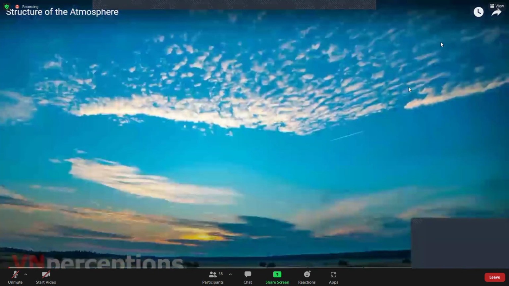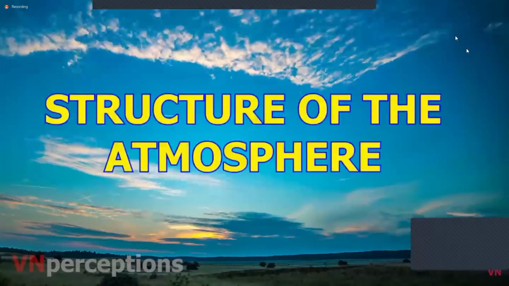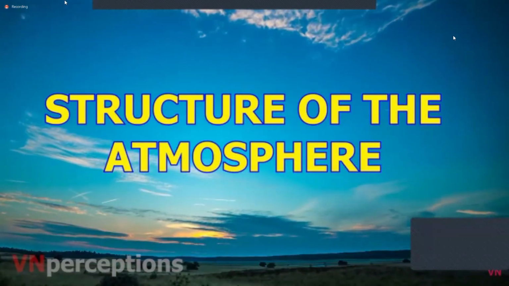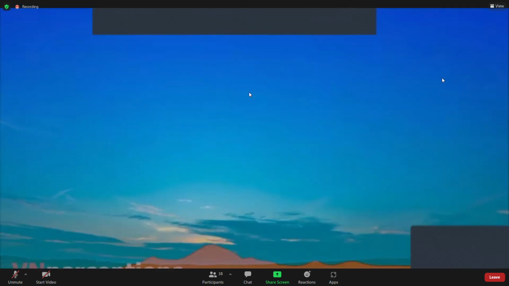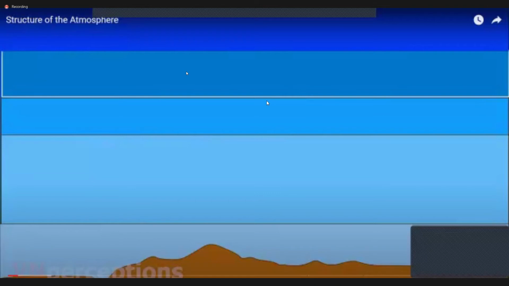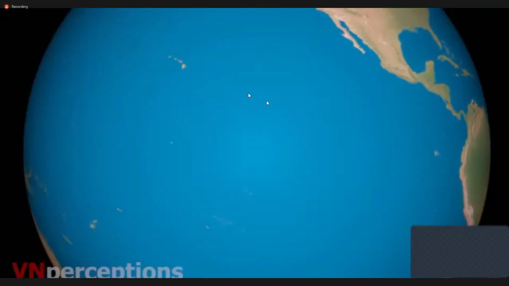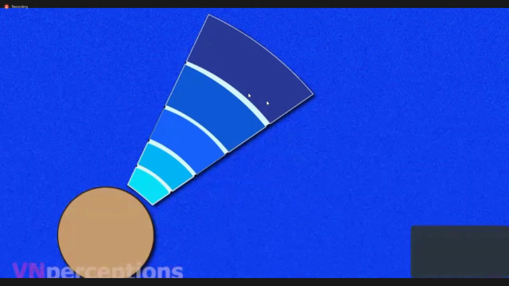In this video, we shall learn the chapter Structure of the Atmosphere. Well, the atmosphere consists of different layers with varying density and temperature. Density is highest near the surface of the earth and it decreases with increasing altitude. The column of atmosphere is divided into 5 different layers depending upon the temperature conditions.